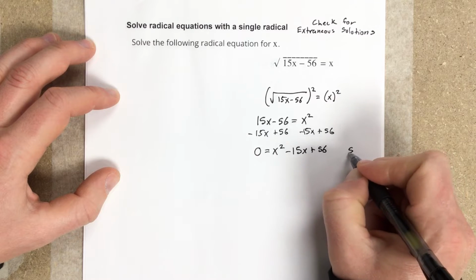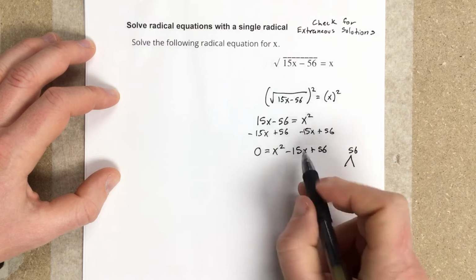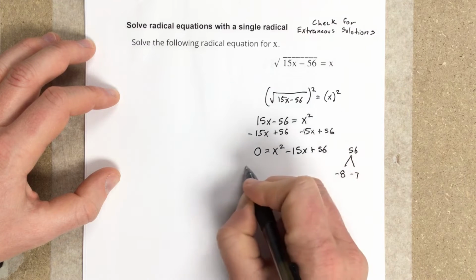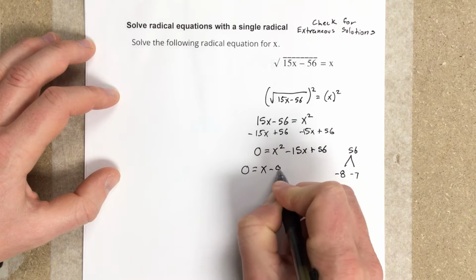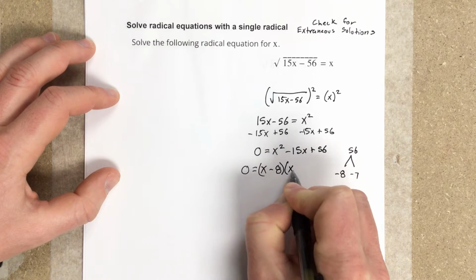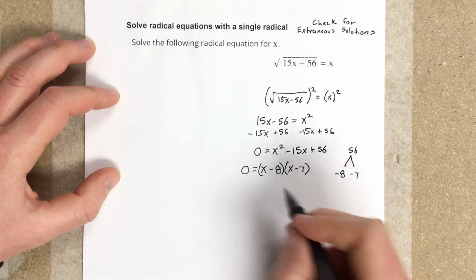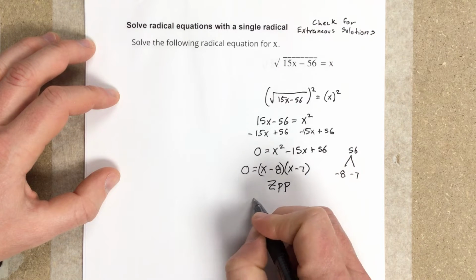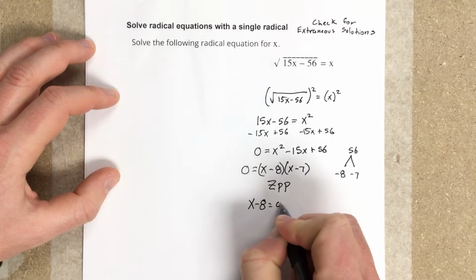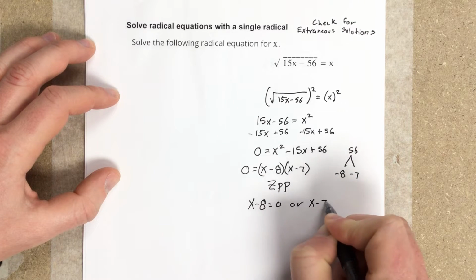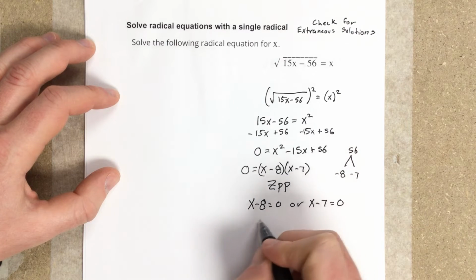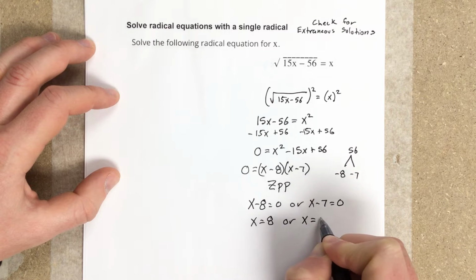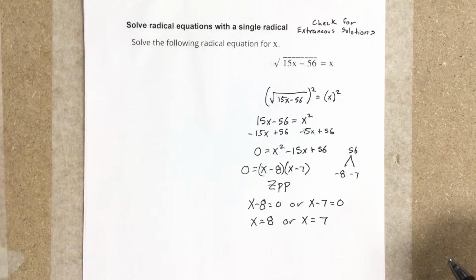Now I'm going to take the factors of 56. I'm going to figure out a way to get negative 15 in there. Well, that would be negative 8 and negative 7. So I get 0 equals x minus 8, when I factor this, x minus 7. Two binomials being multiplied equals 0. Zero product property. So we get x minus 8 is equal to 0, or x minus 7 is equal to 0. Add the 8 over, we get x is equal to 8, or x is equal to 7, and we add the 7 to the other side.